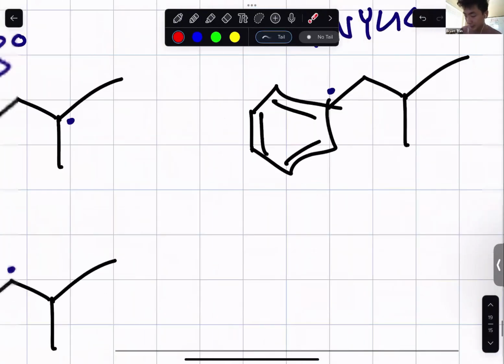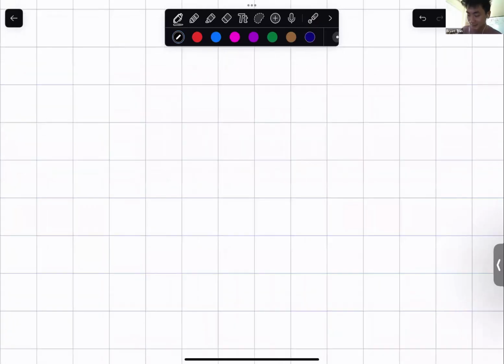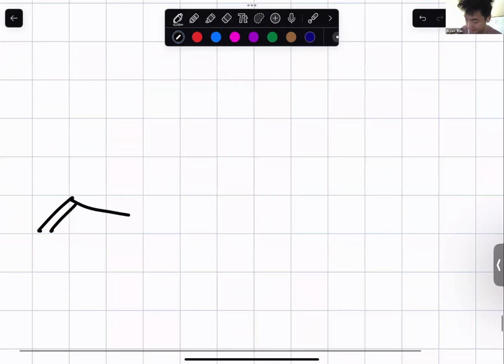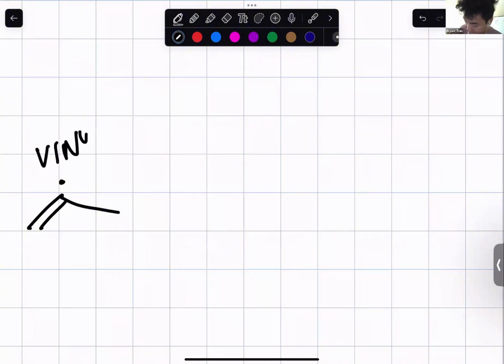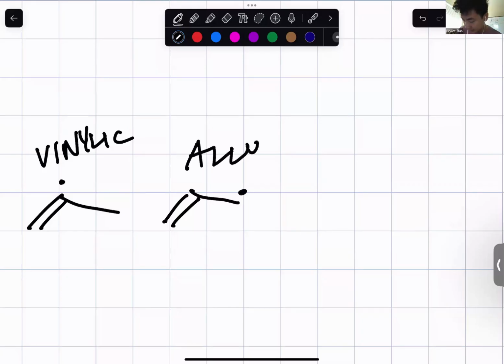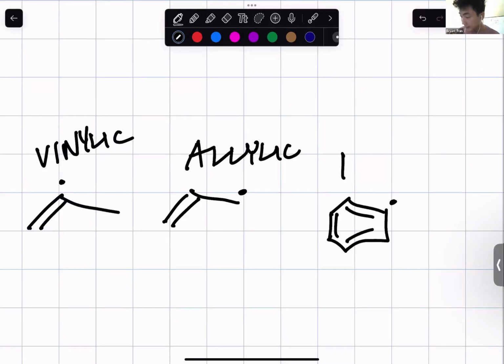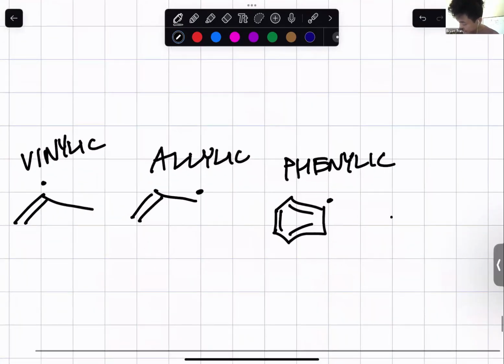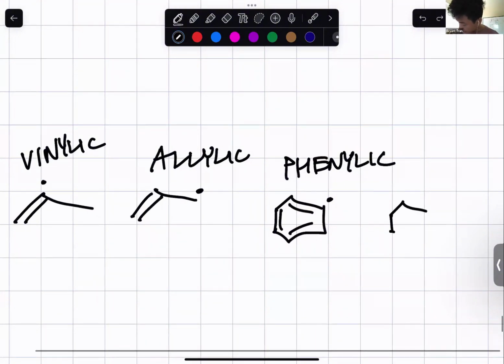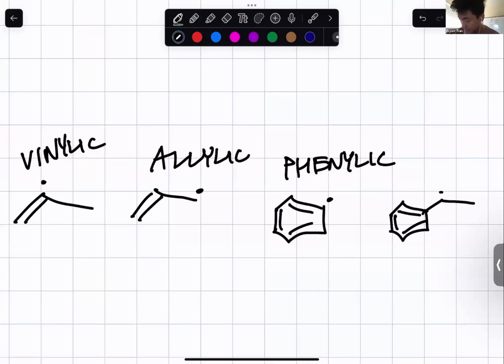Before we go over that, let me show you the difference between vinylic, allylic, and benzylic. Let's say we have a double bond right there. If a radical is right there, that's vinylic position. If we have a radical right here, that's allylic position, which is one carbon away from a double bond. If we have a benzene and the radical is right there, that's phenylic. If we have a benzene here and another R group coming out of the benzene ring, let's say this ethyl, and we have a radical right next to the benzene ring, this is benzylic. Okay, wait, let me just take a screenshot of that.